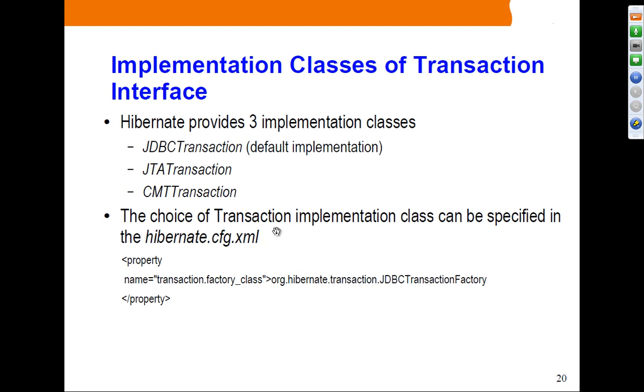All right, so the choice of transaction implementation class can be specified in your hibernate.cfg.xml file. By the way, JDBC transaction is the default. That's the reason you don't have to actually specify it in the hibernate.cfg.xml file in our sample applications. But you can add this element in your hibernate.cfg.xml file, explicitly indicating that you are using JDBC transaction. So that is a default.